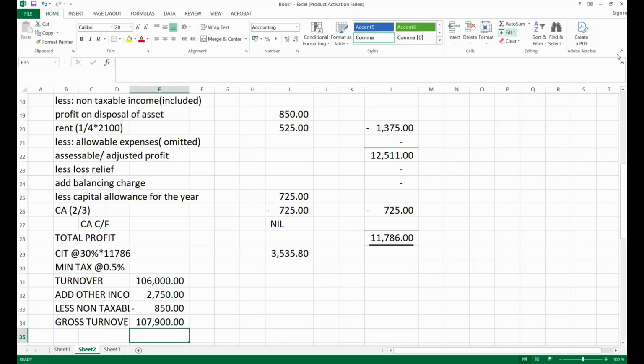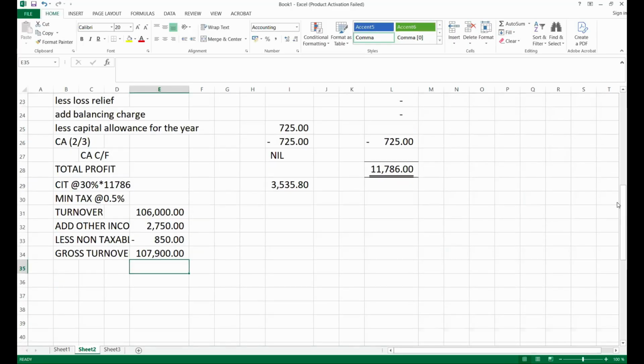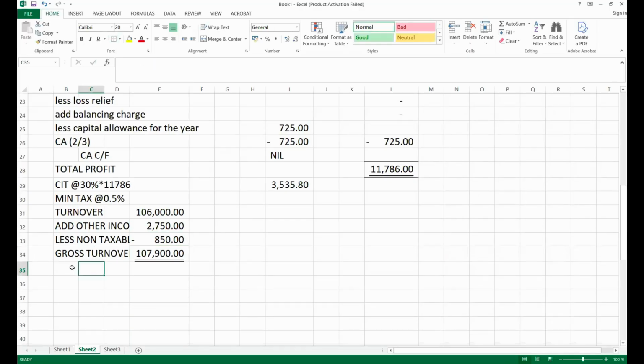So which will now be 0.5% of 107,900. So 0.5% of this figure will give us the minimum tax. So our minimum tax will be 0.5 divided by 100 times 107,900. So that will give us 539.5.